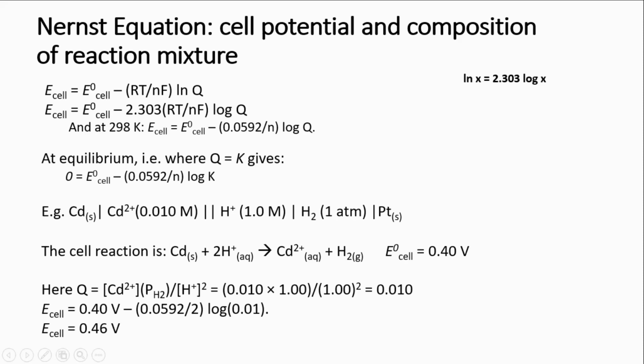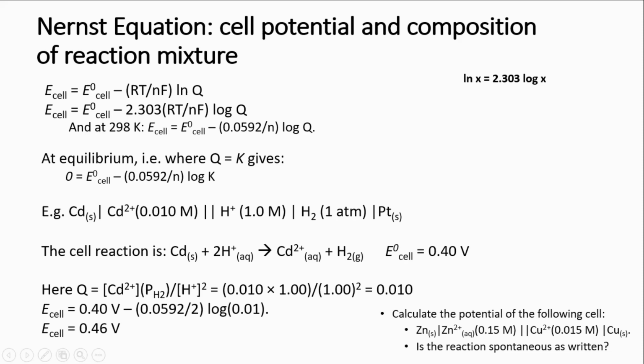Now all we have to do is plug all of that into the Nernst equation. We have Q, which is 0.010, so the log of Q times 0.0592 divided by 2. Remember we explained why we have a 2 here, because n is 2, it's a 2 electron process. And you are given the standard cell potential as 0.40 volts. At the end of the calculations, you realize that E cell is equal to 0.46 volts. And that's an example of how you make use of this.